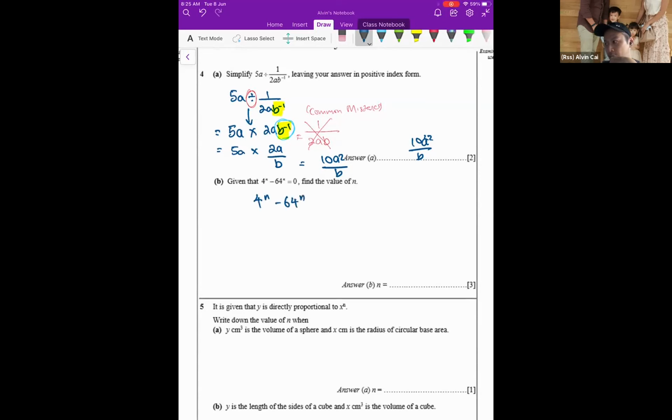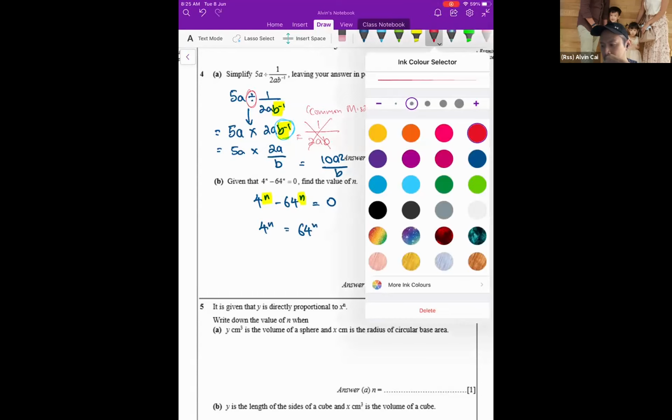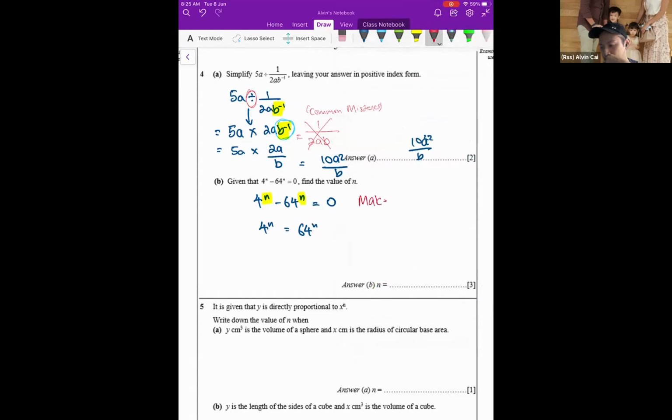4n minus 64 to the power of n equals to 0. Okay, so therefore, what we need to do is just bring this over, and we need to compare. So whenever we see this type of question, the power is unknown. The first step we need to do is make both sides the same base. Must remember, whenever we see this type of question, the power is the unknown.